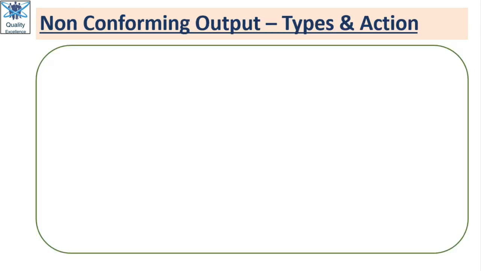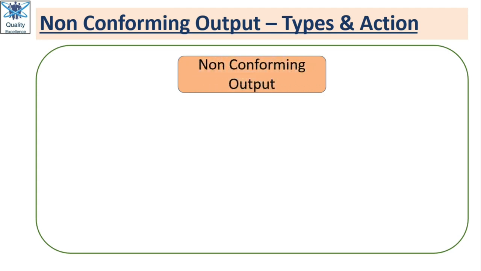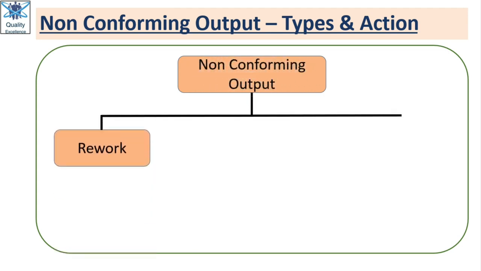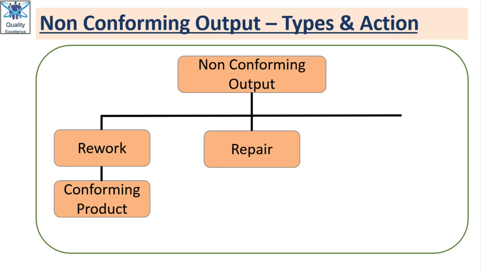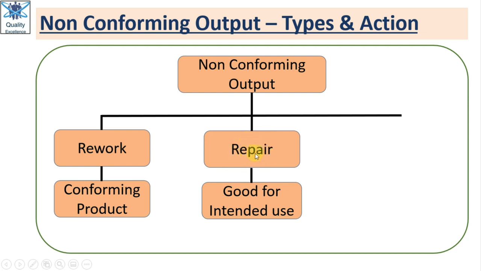Now let us understand the types and actions of non-conforming output. As we have seen, if we carry out rework activity on the non-conforming output, then the product will be a conforming product and we will be able to ship it to the customer. And if we carry out any repair activity, then we need customer deviation. We have to apply for it. If that is approved, then we can carry out repair activity, and it will be good for intended use. In this case also we can ship it to the customer, but with deviation or concession.